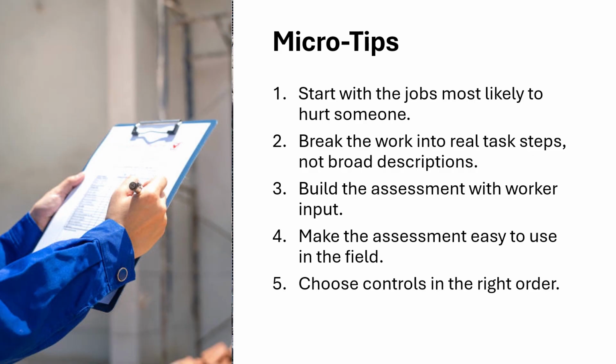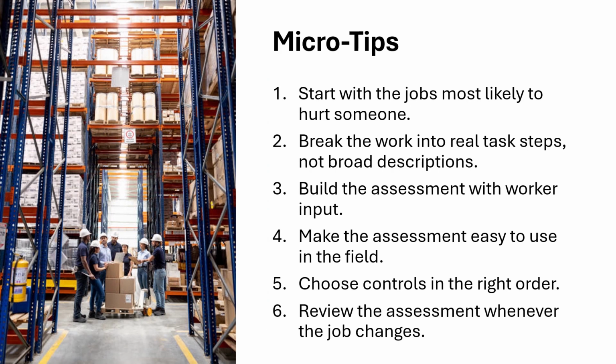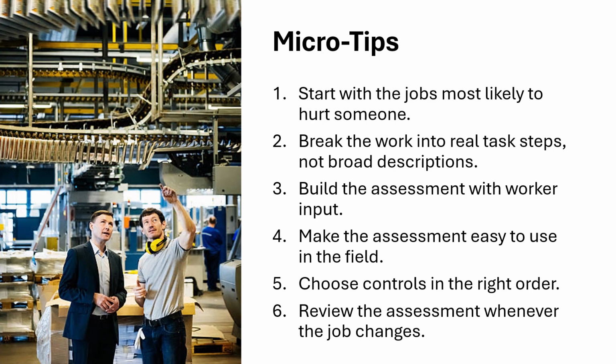5. Choose controls in the right order, because stronger controls like elimination, substitution, and engineering measures reduce risk far better than relying only on PPE or reminders. And 6. Review the assessment whenever the job changes, because new equipment, new materials, weather, site conditions, or staffing changes can create hazards that were not there before.